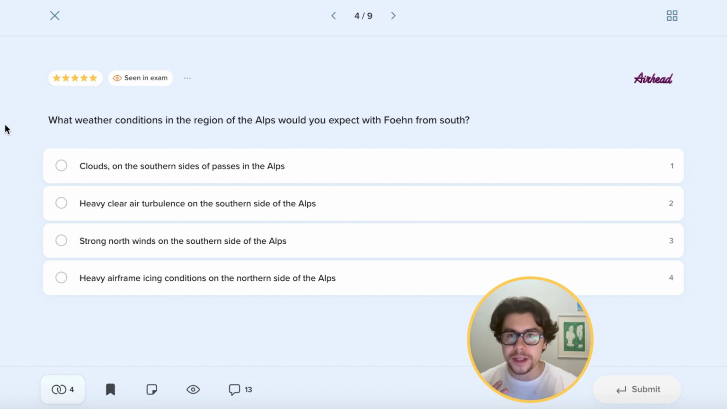A Foehn wind is a parcel of air, usually moist air, that's being blown up a mountain. As it's pushed up the slope, it starts to adiabatically cool down, and at some point the air will reach its saturation point, and the precipitation will start as the parcel of air continues to rise, as it continues to be pushed.